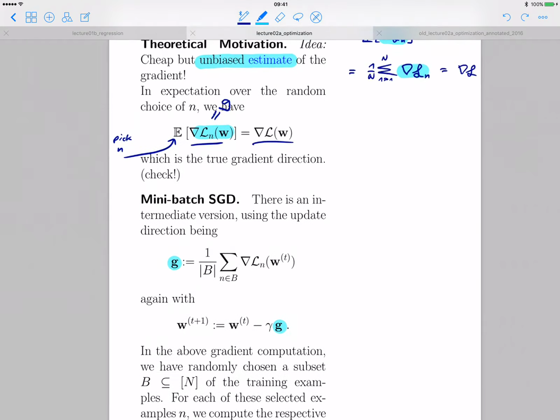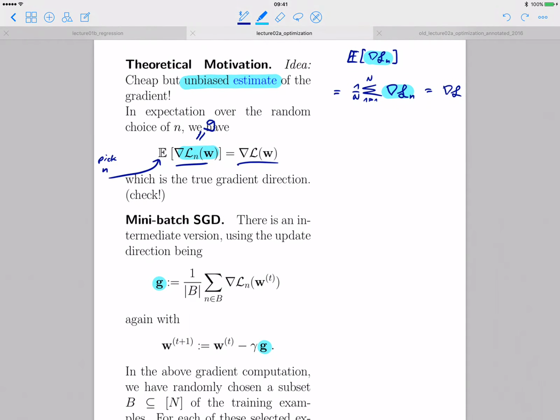Okay, so if you're not familiar with expectation, then you might want to revisit the definition of that, but it's very simple. Here we just use it for a discrete random outcome that we pick a number from 1 to n randomly, uniformly, and then we look at one entry of the gradient, see what that number does, but on average it has the right value, right?